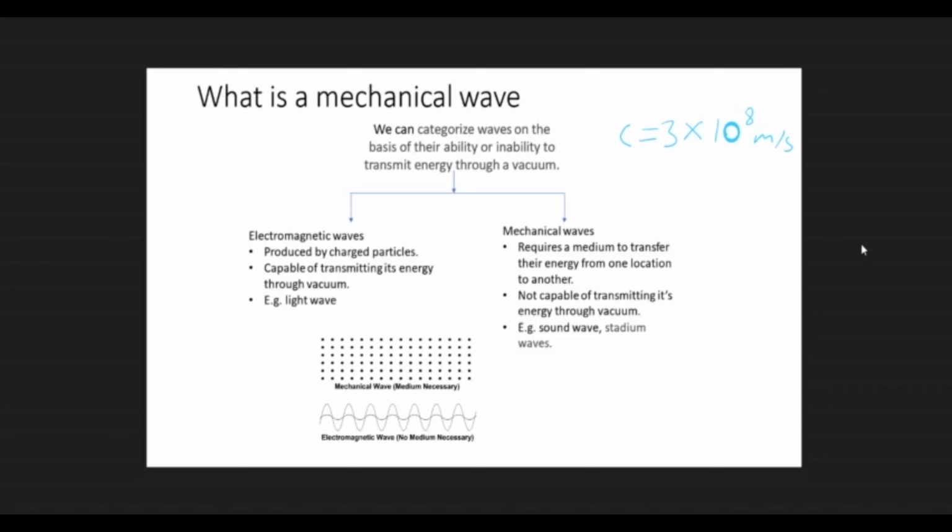Now mechanical waves. They require a medium to transfer their energy from one location to another. They are not capable of transmitting their energy through vacuum. A few examples of mechanical waves are sound waves and Mexican stadium waves. Okay, as you can see here, only the charged particles are moving through vacuum, but the mechanical waves need a medium to transfer their energy, and the particles collide with each other with force to transfer the energy.